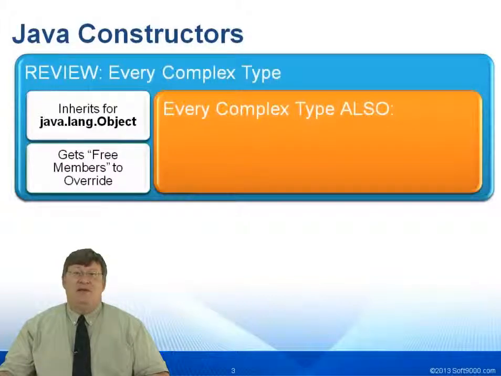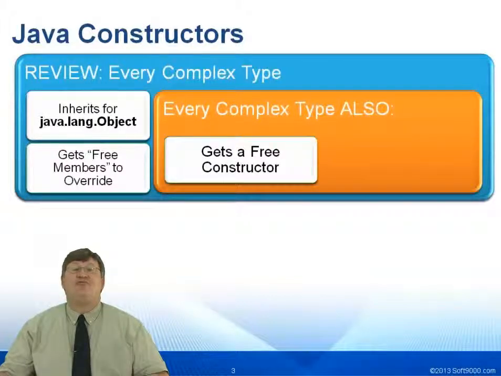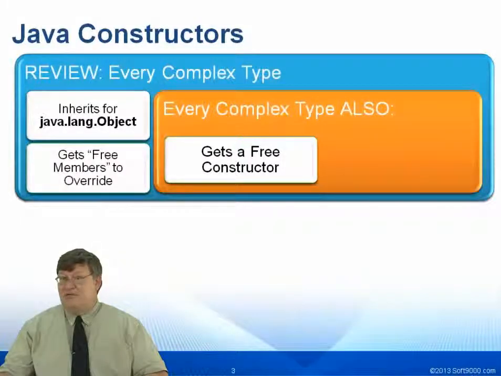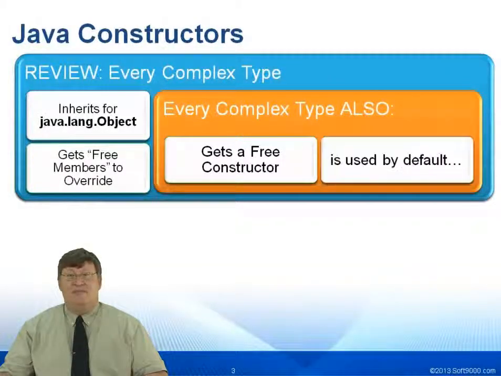Every complex type in Java also has a free constructor. Just like we never saw us actually extending Object, and the compiler did it for us, every class has a constructor that Java creates for us for free, and it's used whether we know it or not. Of course, when we provide the constructor ourselves, we'll see that we have other things to consider about whether other constructors can be used and in what order.